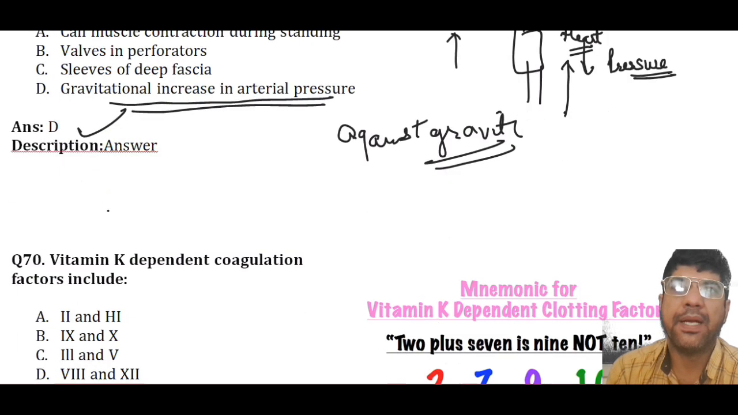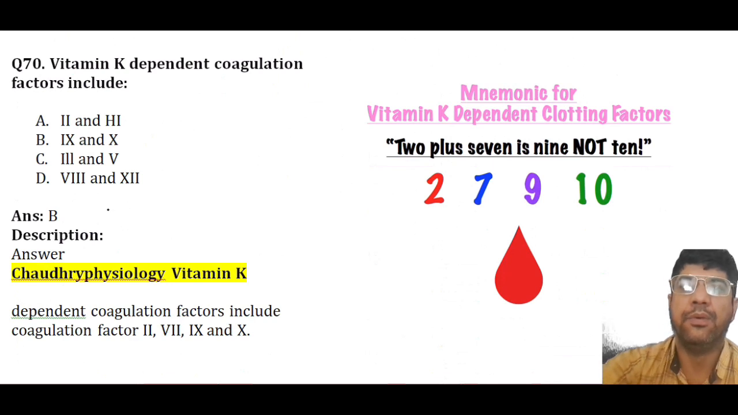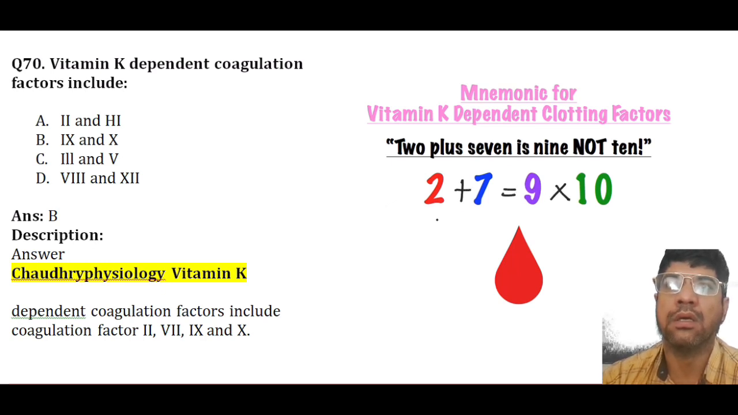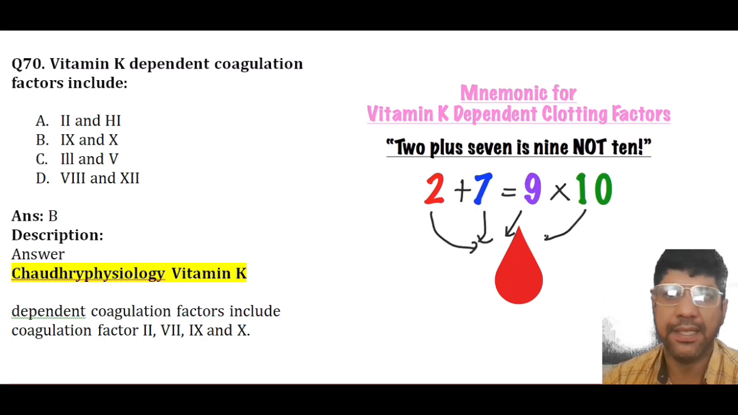Vitamin K dependent coagulation factors include. So remember this mnemonic: 2 plus 7 is 9, 2 plus 7 is 9 and not 10. So the mnemonic, the vitamin K dependent clotting factors are 2, 7, 9 and 10. Hope it is clear.